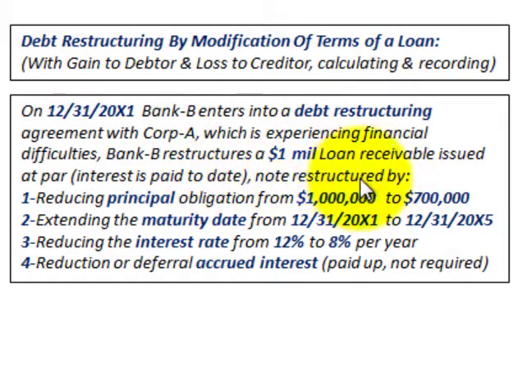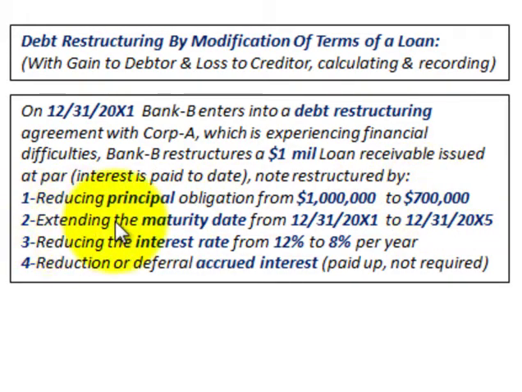And the note is restructured by, and these are the 4 points for the restructuring of this loan, and these would be the typical items that you have to look at when restructuring a loan. Number one, you're going to be reducing the principal obligation from $1 million to $700,000. So Corporation A originally had to pay the $1 million on this loan, but now they're only going to have to pay $700,000 of it.